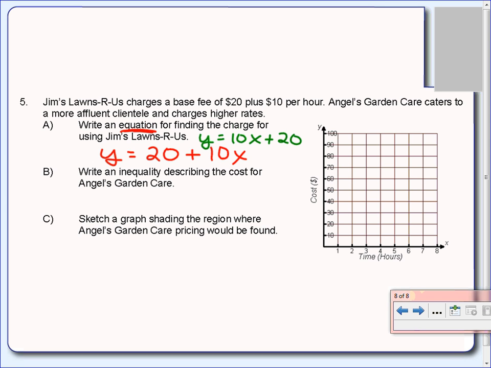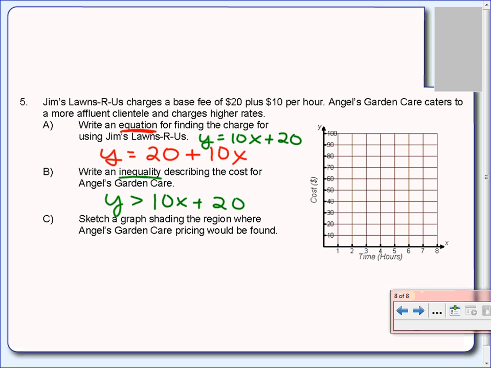Part B says for us to write an inequality describing the cost of Angela's Garden Care. Now, what did it tell us about Angela's Garden Care? It costs more. So whatever he's charging, she's charging more. So whatever Y is, what do we know about Y? It's always going to be more. Greater than what? Either one of these. I'm going to go ahead and use the 10X plus 20. So there's our inequality.